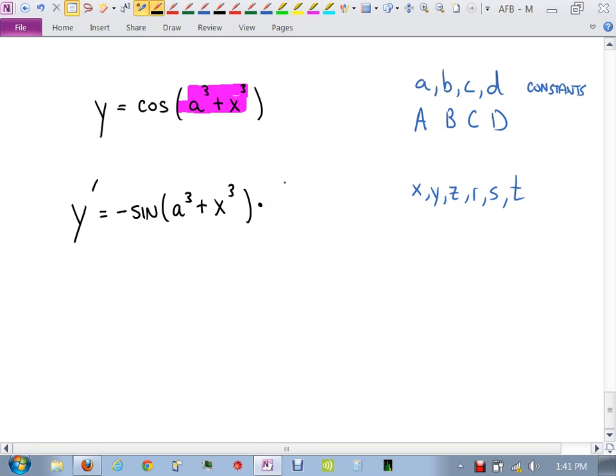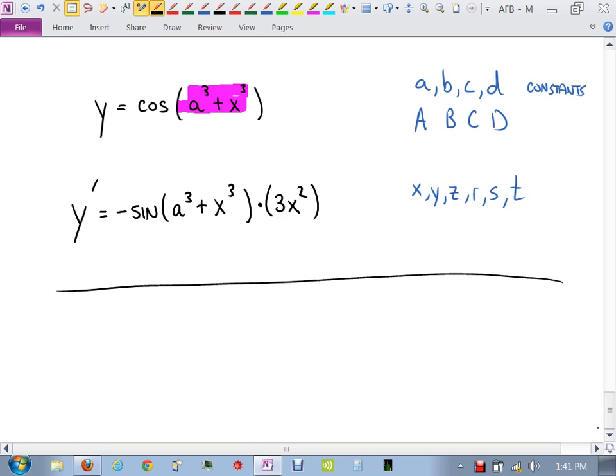Careful. Remember, a cubed is like a number, a constant. So what's the derivative of a constant by itself? 0. Right? So the derivative of a cubed is 0, but the derivative of x cubed is 3x squared. See the difference?